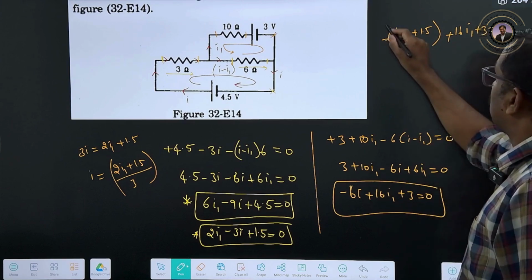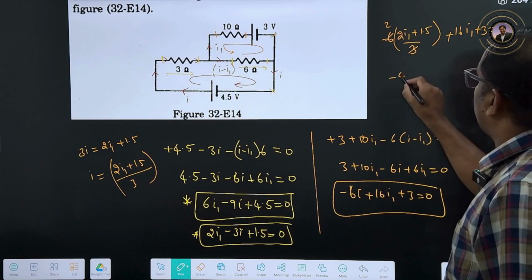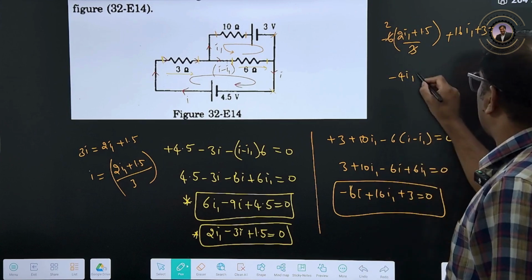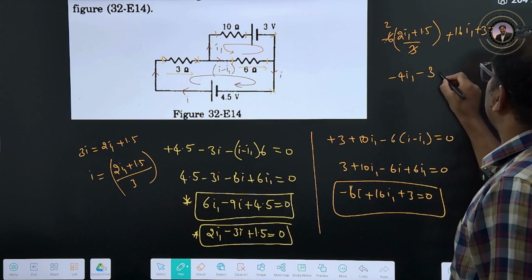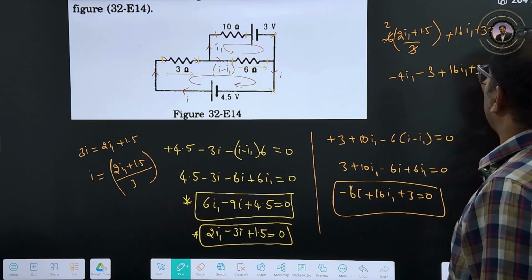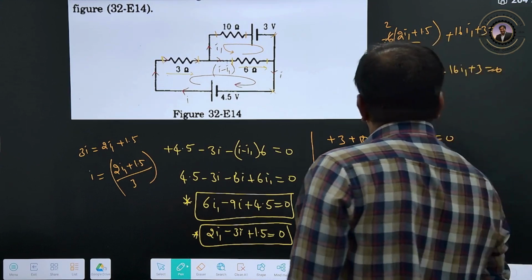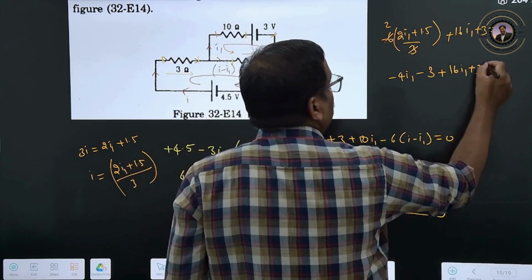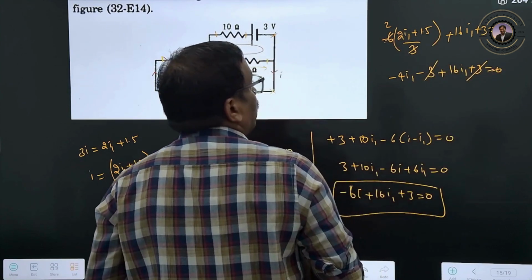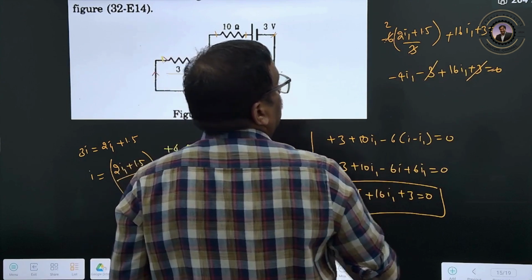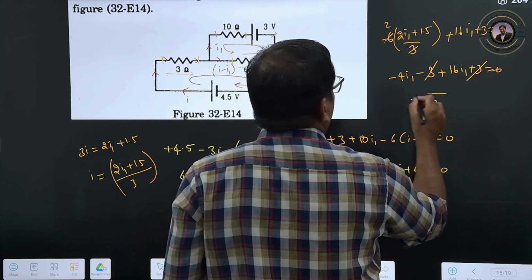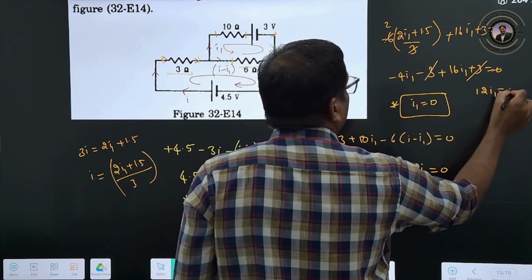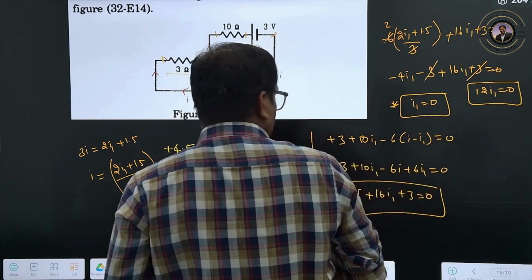Therefore 3 ones are 3, 3 twos are 6. So minus 4I1 plus 3, sorry, minus 3. Why minus or minus? Minus 3. So plus 16I1 plus 3 equals 0. Right? So this plus and minus will get cancelled out. Therefore 12I1 equals 0, so I1 will be equal to 0. Whether I made any mistake?